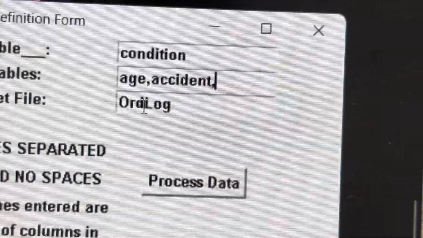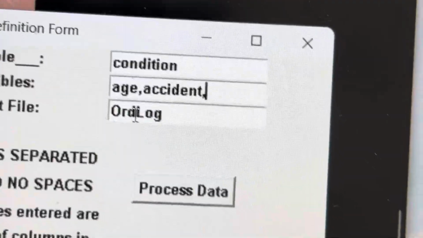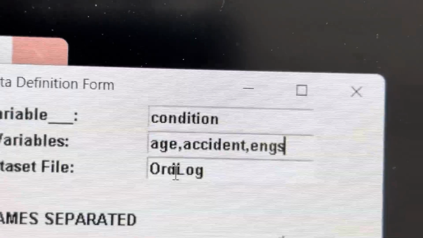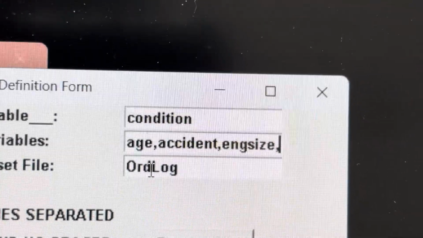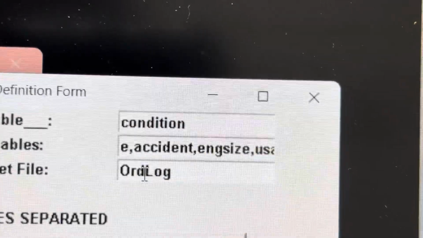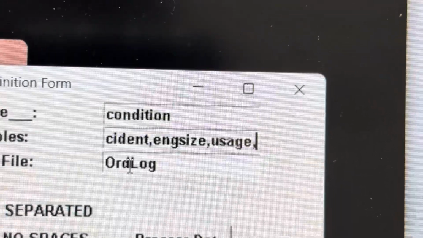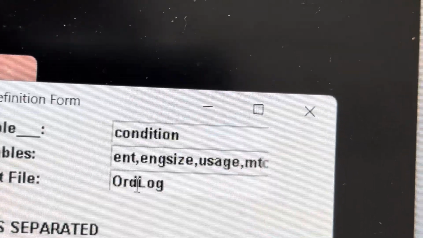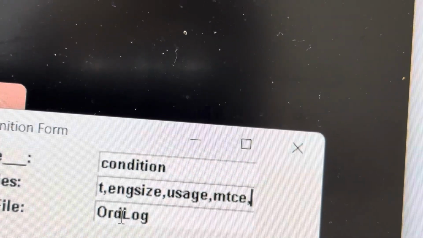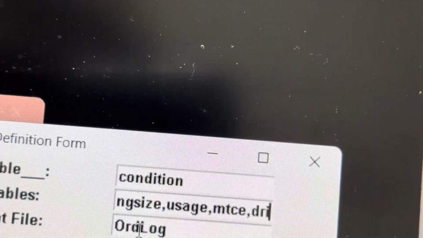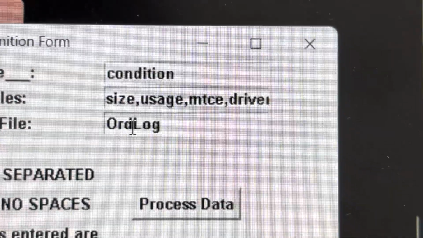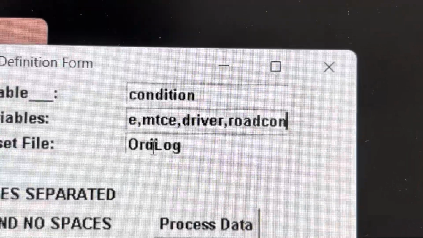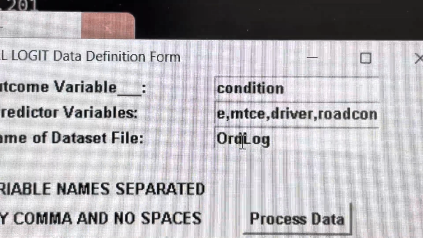You can vary them. For instance, instead of putting maintenance, I can just put engine size, and then we can put usage. Now I put maintenance. After maintenance, you can put road condition, or you can put driver first before road condition. So the next one is road condition.